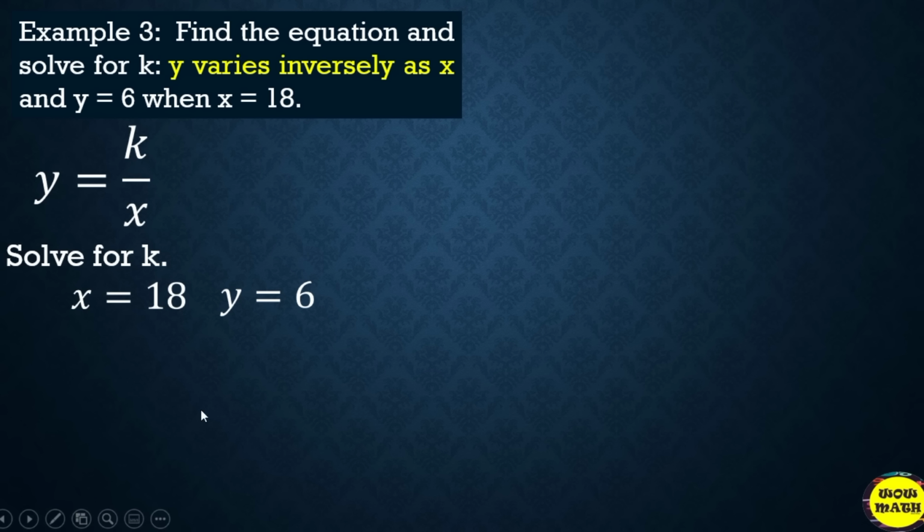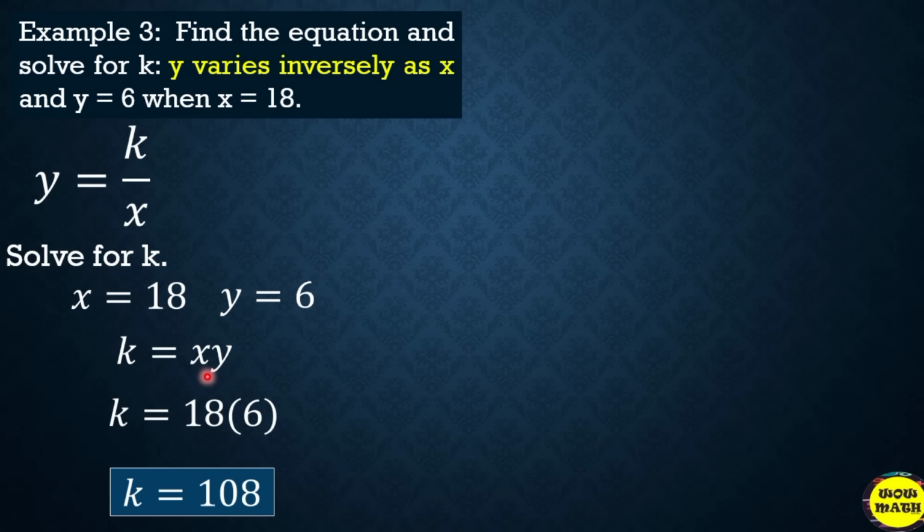Then, to solve for k, that is x times y. Substitute lang natin yung mga value natin. Value ng x saka value ng y. So, that is 18 times 6. The answer is 108. So, ibig sabihin, yung constant natin is 108.